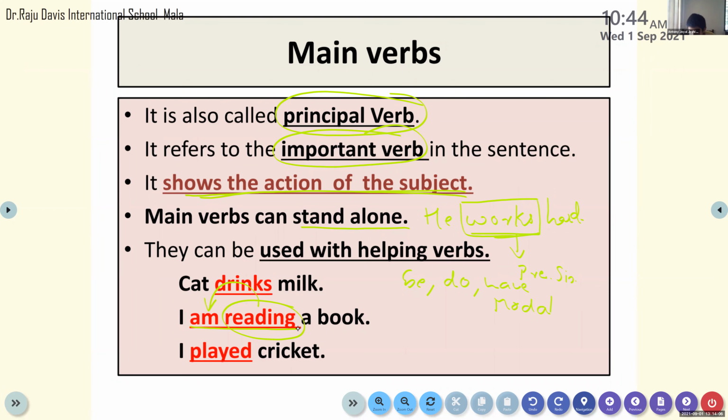Am I clear? Yes. Okay. So I played cricket. Here, played is the verb. It is the main verb. It can stand alone. This is the main verb and that shows the exact time of action.